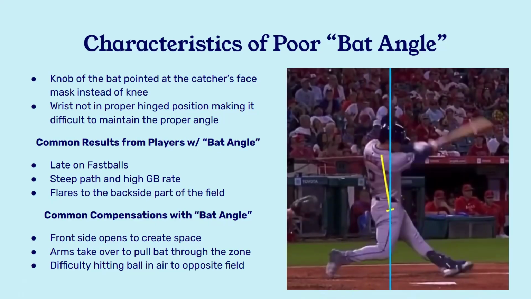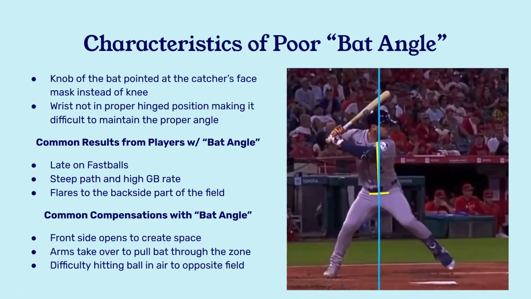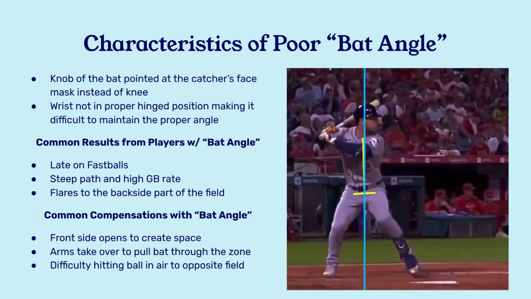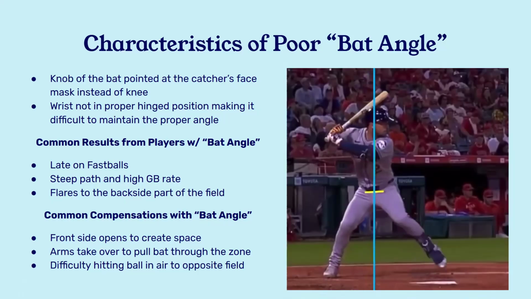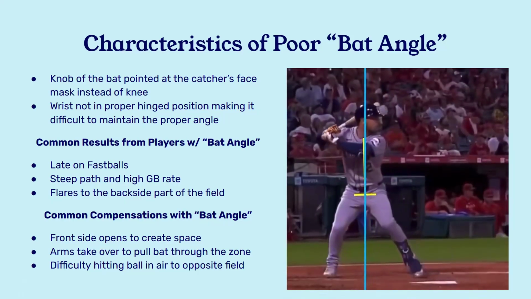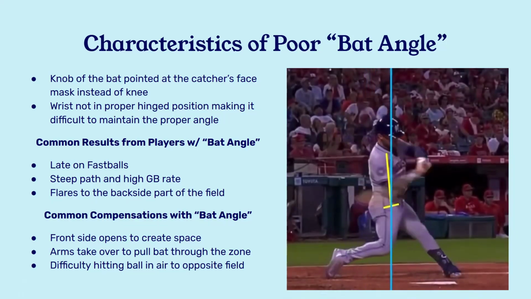Some common compensations we see with guys who have bad angle issues is that the front side will cheat open in order to create the space necessary to get the bat through, where an angle might not allow them to do so. The most common compensation is we see the arms start to take over to pull the bat through. We're not able to sequence properly from the middle when our angle is a little bit disrupted.